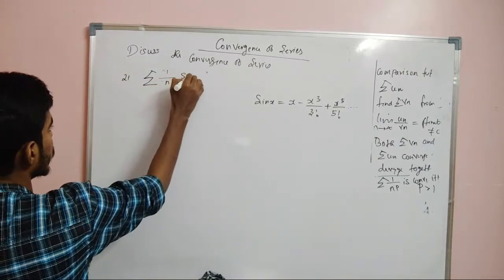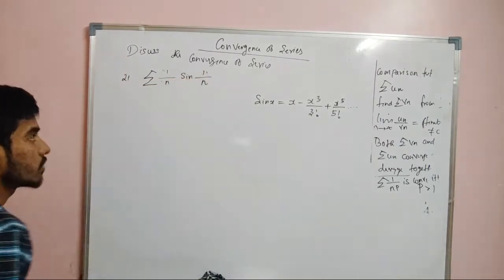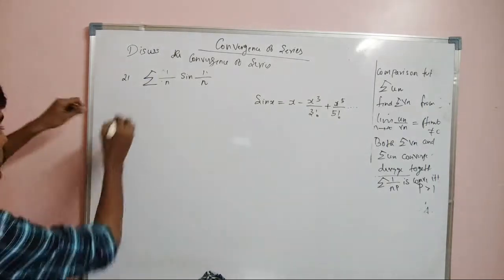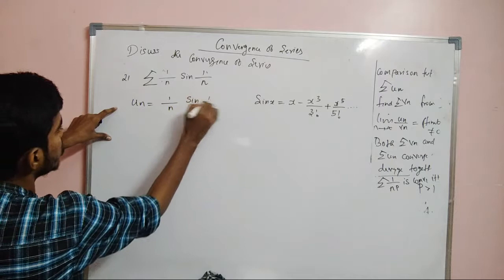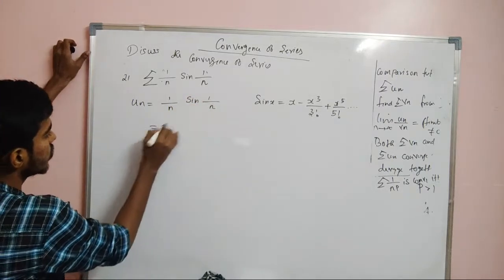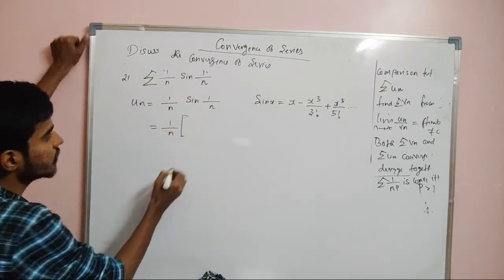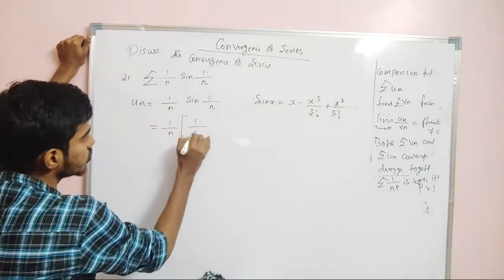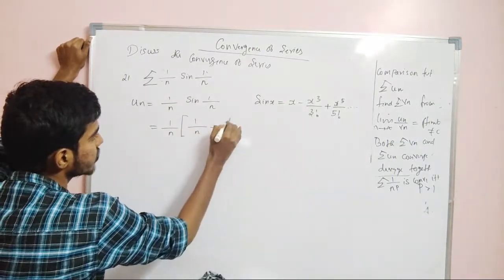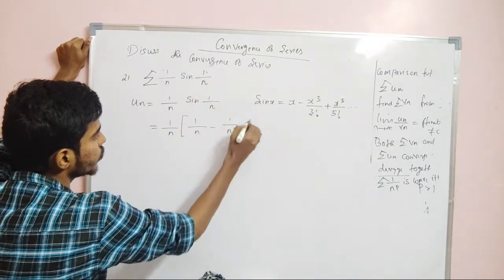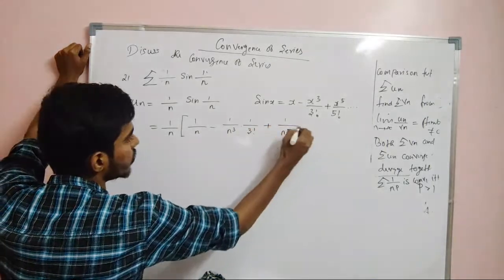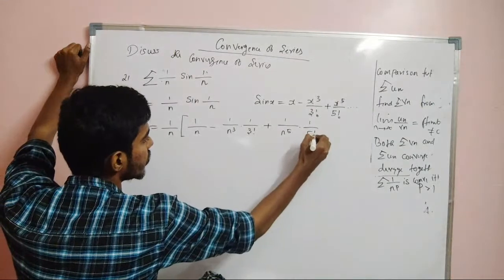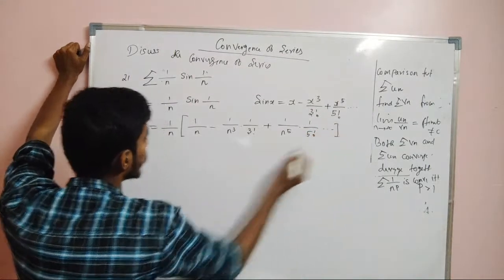1 by n sin 1 by n. Now just take Un to be equal to 1 by n sin 1 by n. Now just expand sin 1 by n. In place of x, we just substitute 1 by n. So it will be 1 by n minus 1 by n cube into 1 by 3 factorial plus 1 by n power 5 into 1 by 5 factorial and so on.